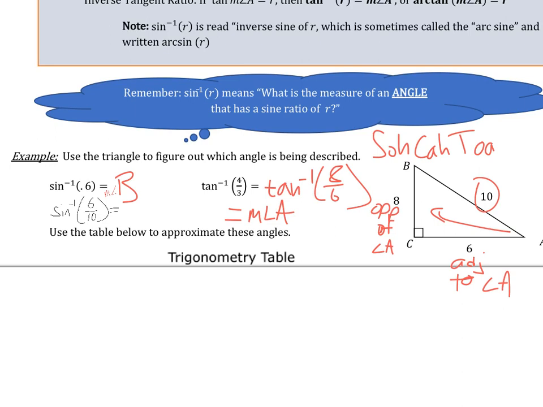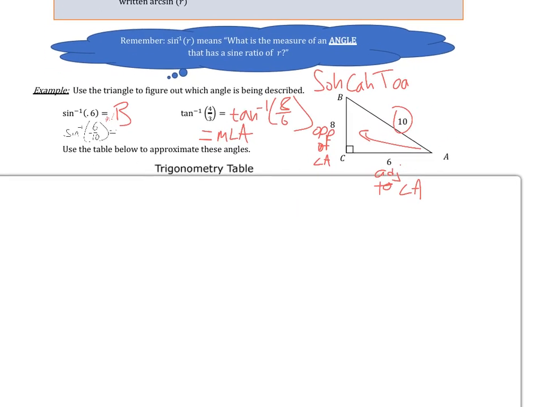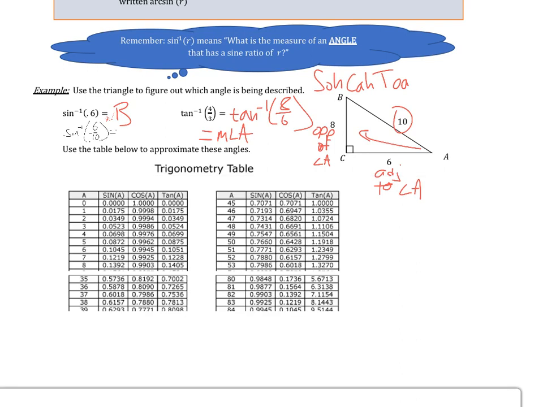Now, so what are those measures? So here we just kind of identified which angle in this triangle we're talking about. Now, if we actually wanted to find it, we've got a couple ways. One way that this has been done traditionally in years past is with a trigonometry table.